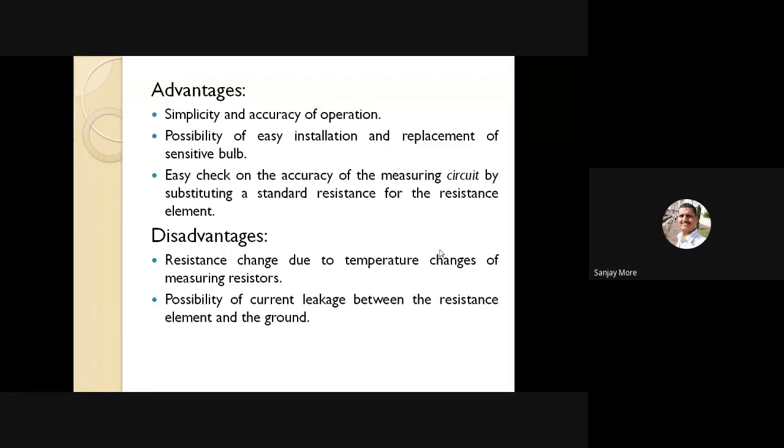Easy check on the accuracy of the measuring circuit by substituting a standard resistance for the resistance element.